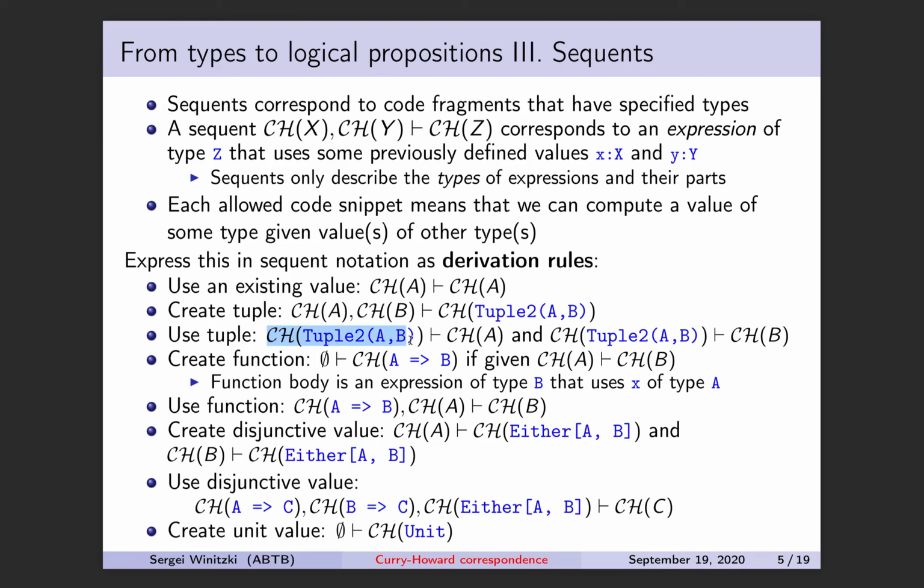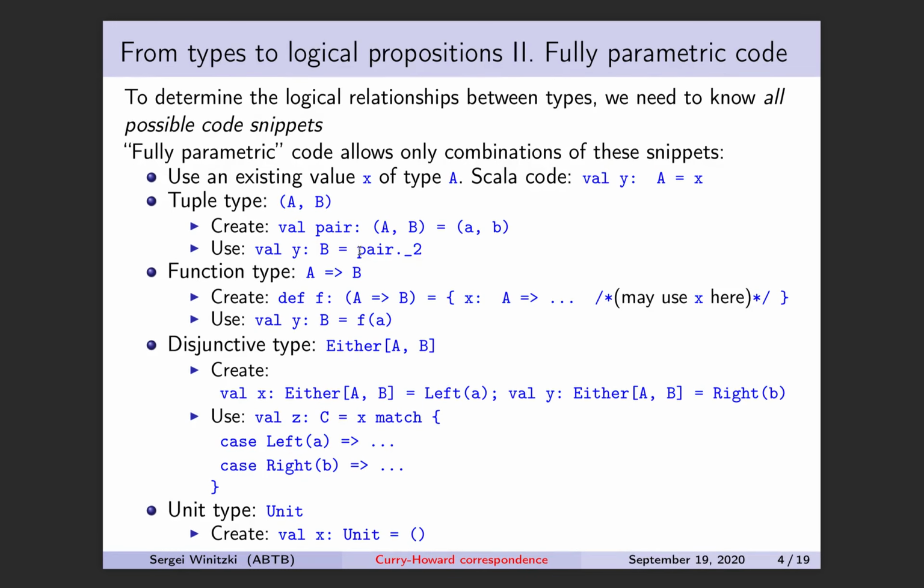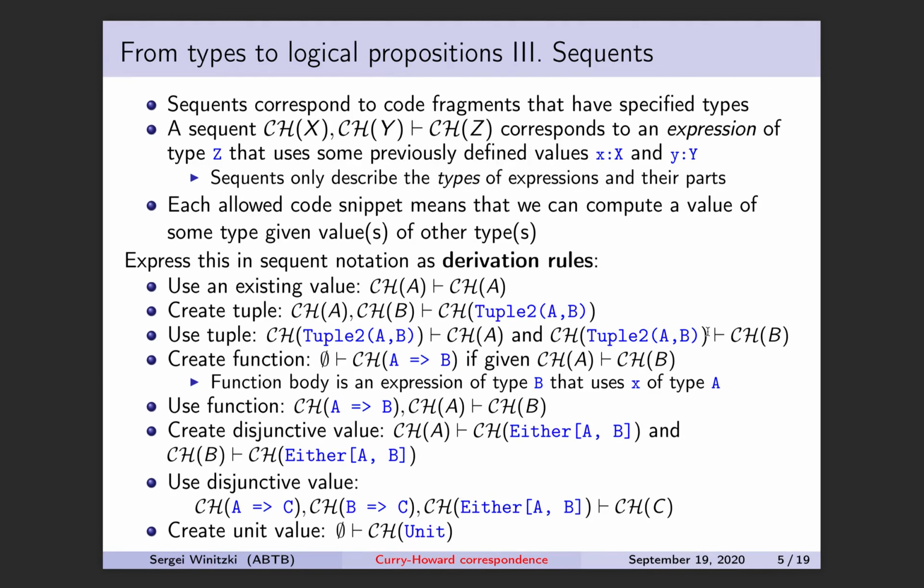And to use a tuple, we need a tuple. So we write the ch of a tuple2 of AB. I'm using the Scala syntax here for clarity. So ch of tuple2 here is a premise, and then we can get a value of type A. So that we write as a sequent, that the premise is ch of tuple2 of AB, and the goal is ch of A. So similarly with B. And the proof of these two sequents is this kind of code, this _1, _2. Since we are allowed to write that, then we have proven these two sequents.